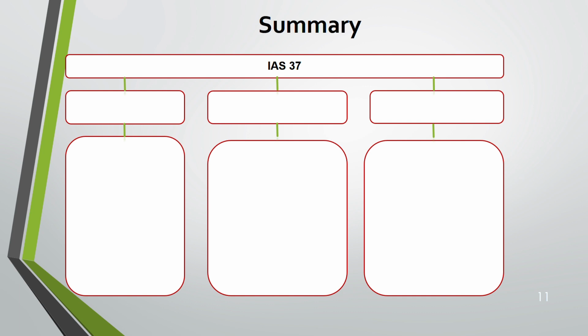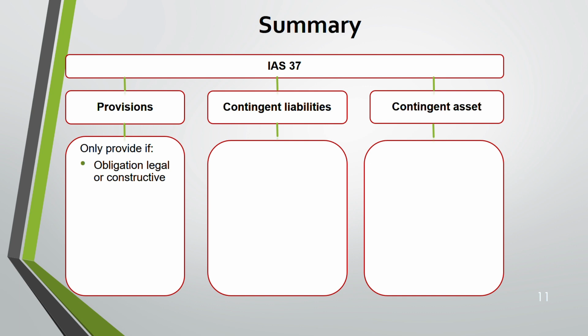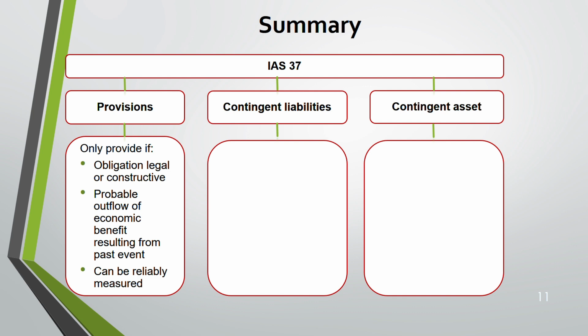Now, this is a summary. This is not the summary of this lecture. This is only the summary of IAS 37. We are moving on to some specific conditions, dealing with specific provisions, after this. So the three things: provision, contingent liability, and contingent asset. These are the three parts we dealt with separately. If it's a provision, you should only provide if there is a constructive or legal obligation, a probability of outflow resulting from a past event, and it can be measured reliably.